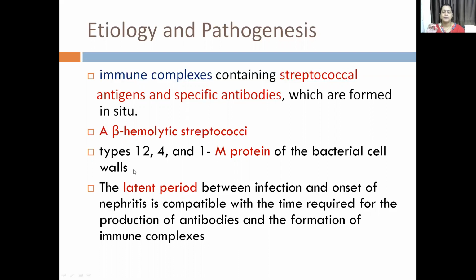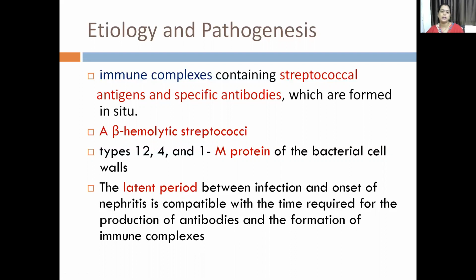See, either the virus or the bacteria itself can cause a disease, or its product. For example, in tuberculosis the cell wall is important, and here the M protein of the bacterial cell wall is important. So something like that which is inciting the inflammation or immune reaction. So the latent period between the infection and onset of nephritis is compatible with the time required for the production of antibodies.